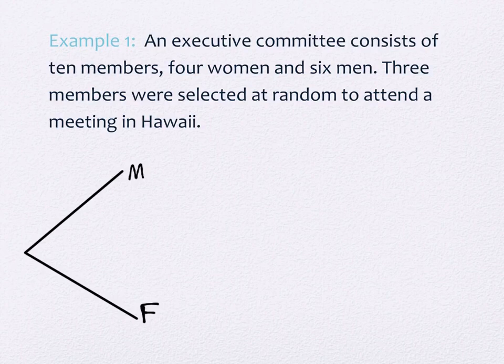Now, initially, when I make that draw out of the hat, how many men are in there? 6. Out of how many total slips of paper? 10. So there is a 6 out of 10 chance that when I select that one, it's a man's name, right? All right, what about the women? 4 out of 10. Okay, and if I were simply drawing one person to go to Hawaii, this would be over. It'd be a single stage experiment.